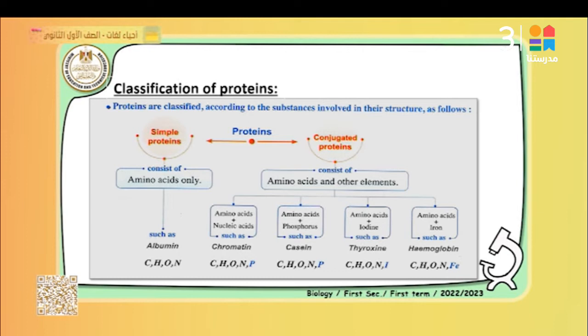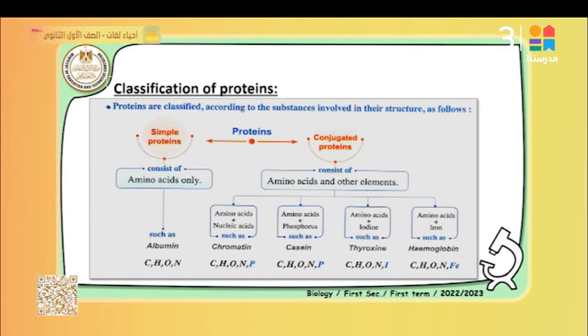Hemoglobin is found in red blood cells and is capable of carrying oxygen for the oxidation carried out inside living cells, completing the metabolic, catabolic, and anabolic processes. Another type of conjugated protein is amino acid plus iodine, such as thyroxine. The essential elements are iodine, carbon, hydrogen, oxygen, nitrogen.